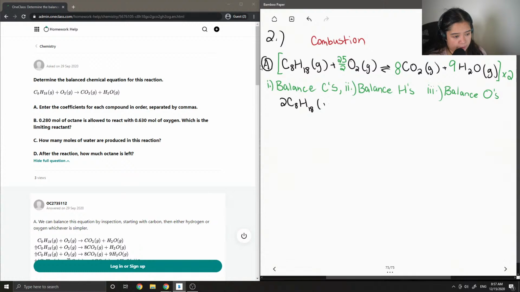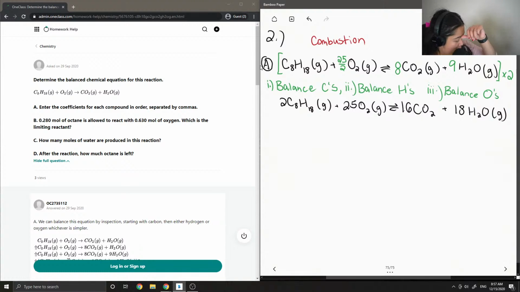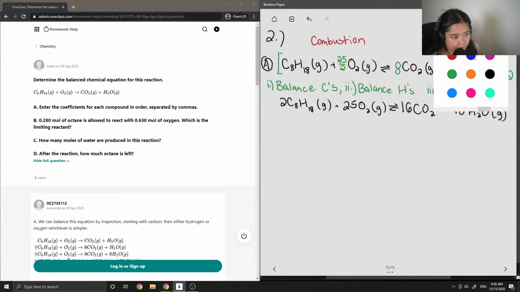So now we have 2 moles of octane plus 25 O2 makes 16 CO2 plus 18 H2O. Okay, so now everything should be balanced, and we can move on to part B.